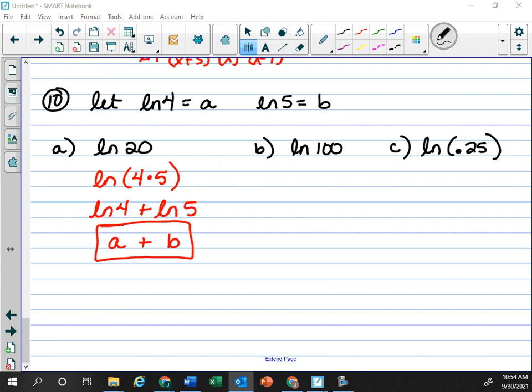Let's go through them. Lots of you got there. And again, there's multiple ways to get there on both of these. So I'll show you a couple different ways.